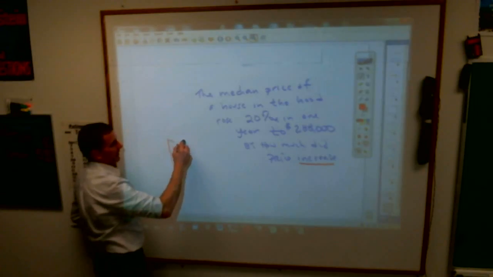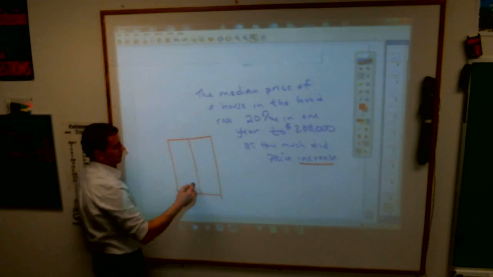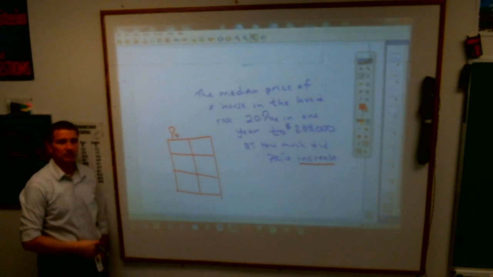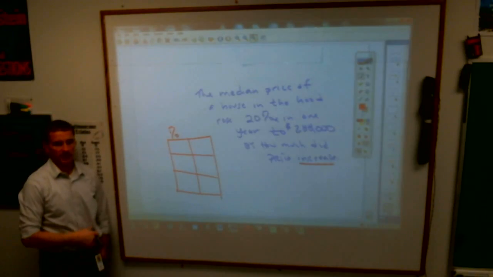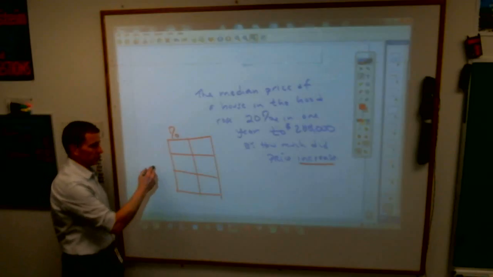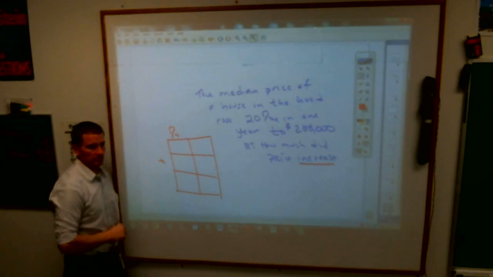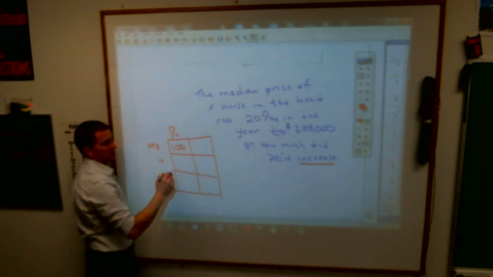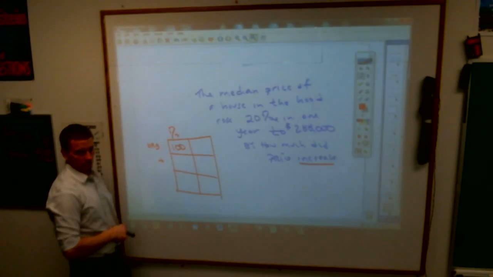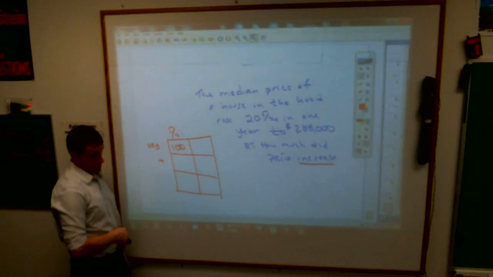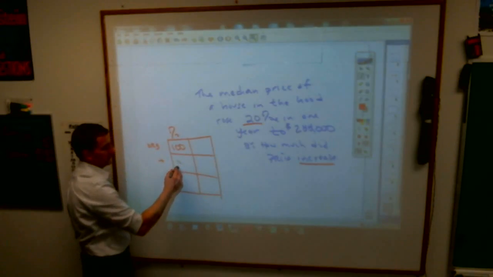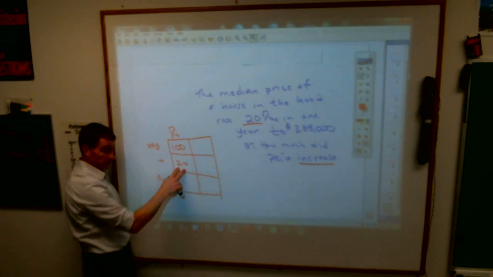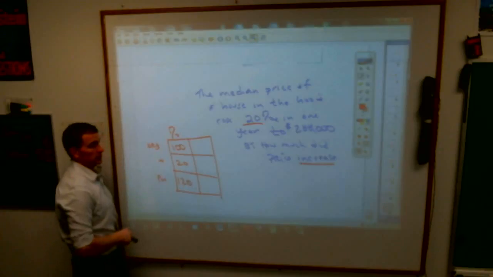Okay, so here we go. Here's our little box. The first thing you have to ask yourself is, is this a markup, a markdown, an increase, a decrease? In this one, it is an increase, which means you're going to be plussing, in the 7th grade vernacular. Your original is still 100. It always starts out being 100. How much percent increase was it? Right there, 20% increase. So the final percent is 100 plus 20, 120. You can fill in your percents.